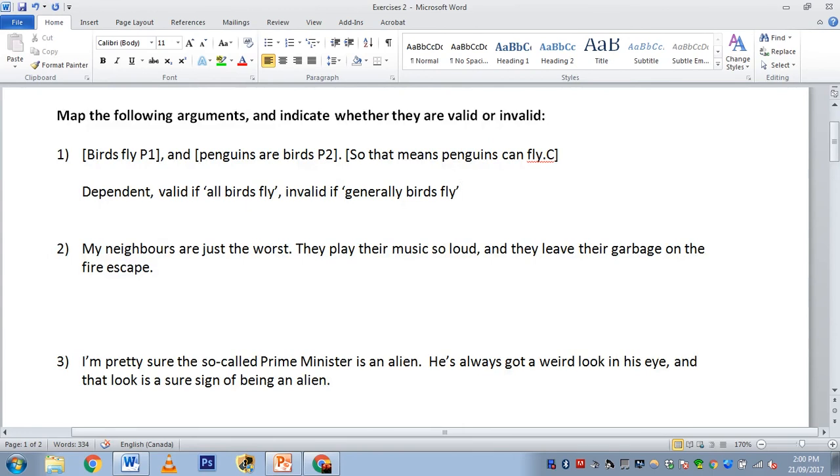So, all right. My neighbors are just the worst. They play their music so loud and they leave their garbage on the fire escape. Now, what is the conclusion? Yeah, my neighbors are the worst. To me, that looks like definitely what this is meant to show. Hopefully that's intuitive to you, but I don't know how to explain much further if it's not how you figured out that that's the conclusion, other than the fact that if you assume that's the conclusion, the other parts look like evidence for it, right?